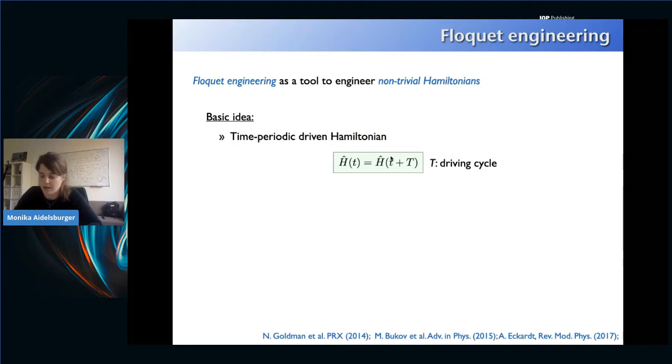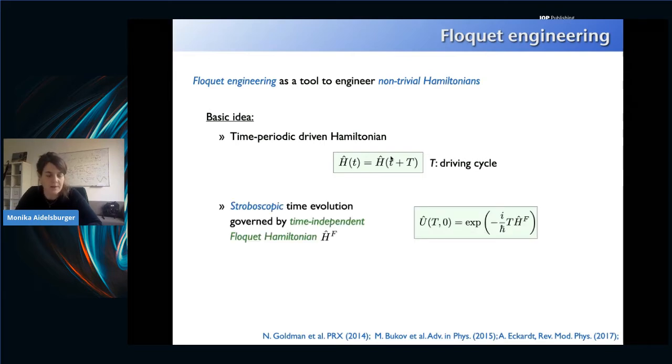Now, if we have such a Hamiltonian, we can look at the stroboscopic time evolution of the system. This means we probe the dynamics of the system at integer multiples of this driving period. And if we write down the time evolution operator for the stroboscopic dynamics, we can express it in this form, where the time evolution operator describes the evolution after one driving period. And I can always find a time-independent Hamiltonian H_F, our Floquet Hamiltonian, that governs the stroboscopic dynamics.